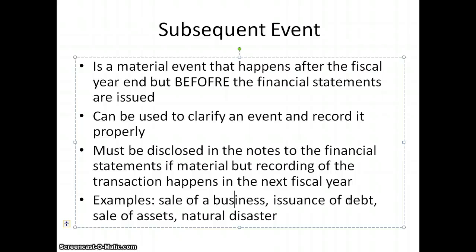But the type of natural disaster that might take out a warehouse or a plant or inventory would be something that you would disclose in a subsequent event if it happens after the fiscal year end, but before the financial statements are issued. Again, we don't have one of these this time for 2010 in Amazon, so there's not one that I can really show you.